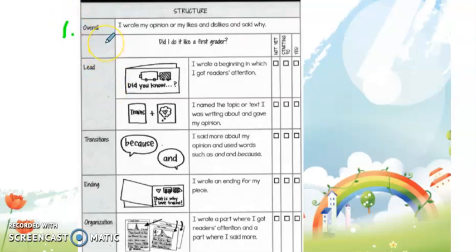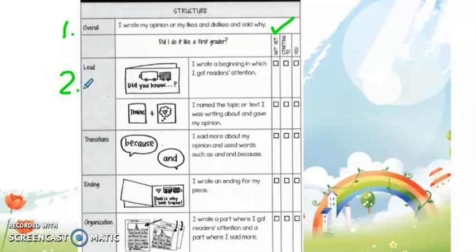Overall, I wrote my opinion on my like and dislike and say why. This is the basis of opinion writing. Usually, you write your main opinion in your first paragraph. For this item, everyone should draw a big check on the right side, okay? The second part is lead.